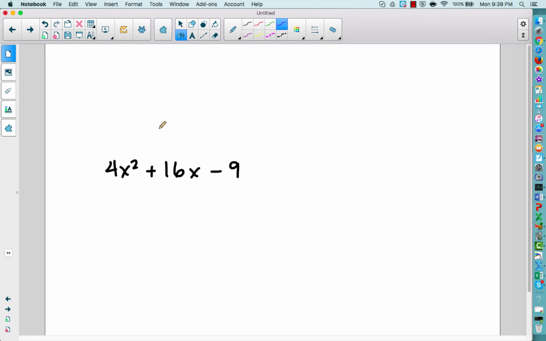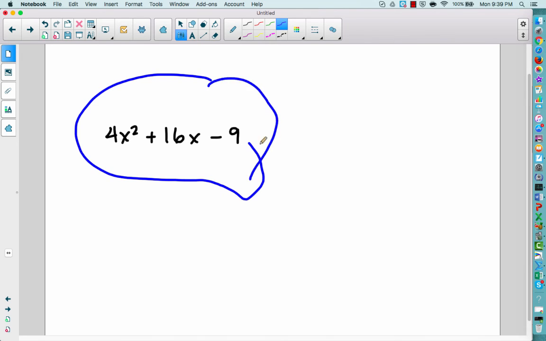So I want you to look at this last one and try it. 4x squared plus 16x minus 9. So I go through my process. Is there a GCF? No. It's 3 terms. Is it a perfect square trinomial? I don't know. Let's see. 4x squared is a perfect square. 9 is a perfect square. But that is not positive. So it is not a perfect square trinomial, so we want to be extra careful. Threw that one in there as a trick.